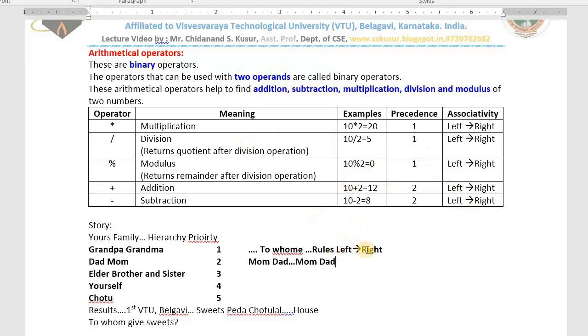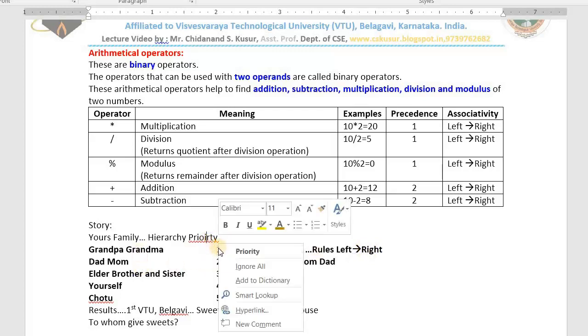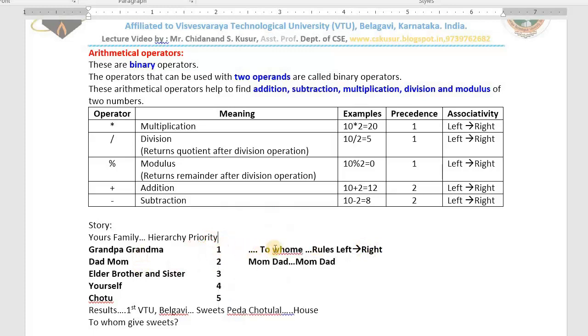This is what the associativity rule is, left to right or right to left. At what time do we follow left to right or right to left? If all are having the same precedence value. If those operators are having the same precedence value, then we follow the associativity rule. Okay. If operators are not having the same priority, then we won't follow the associativity rule.